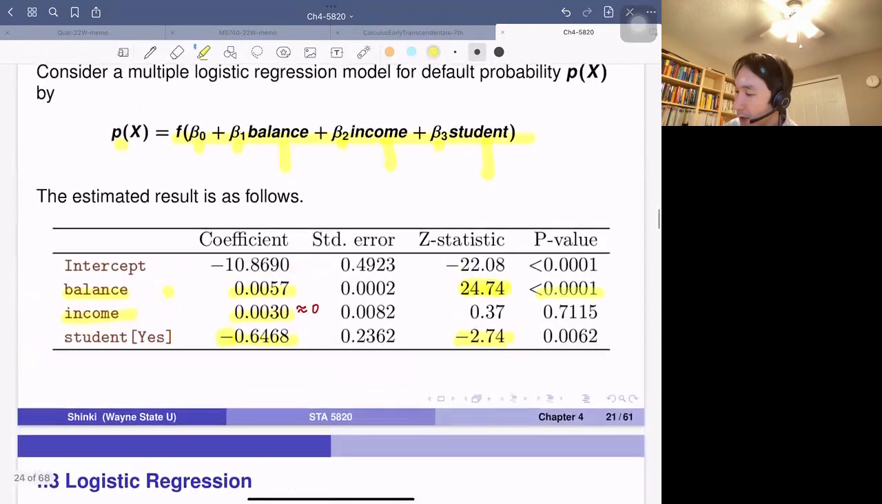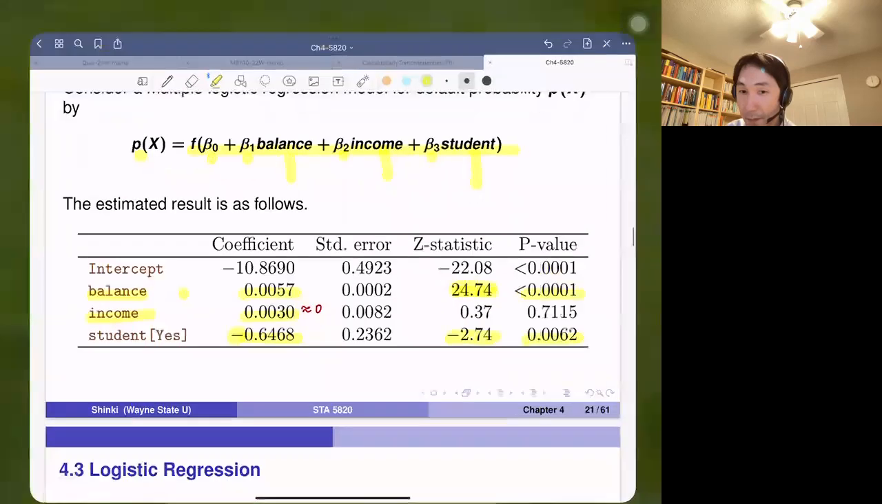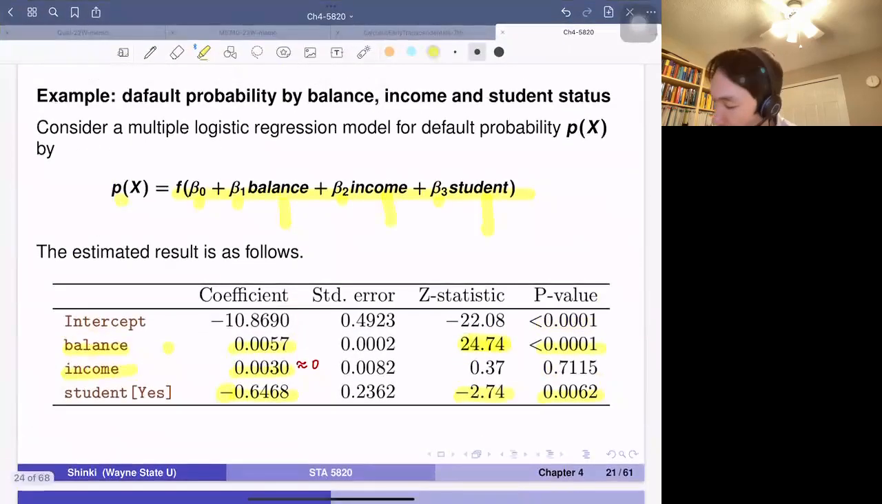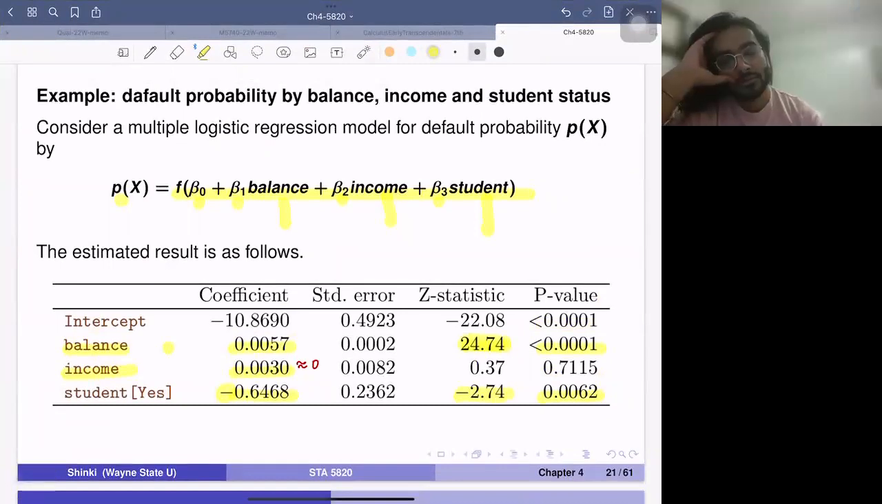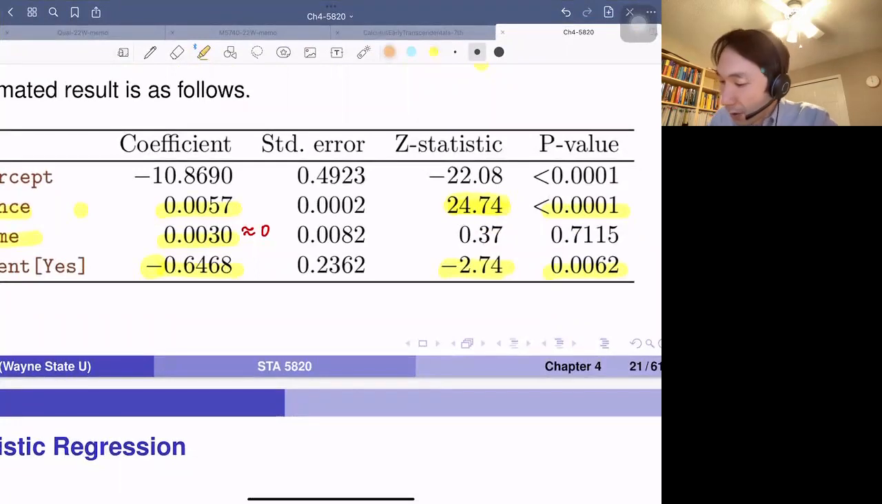Yeah, so these are significant. Any questions so far? Yeah, I know you said it earlier, but can you repeat what the Z statistic tells us? The Z statistic tells us the significance of the coefficient. So for example, this is 0.033, but is it statistically significant or not? That is explained by the Z statistic.